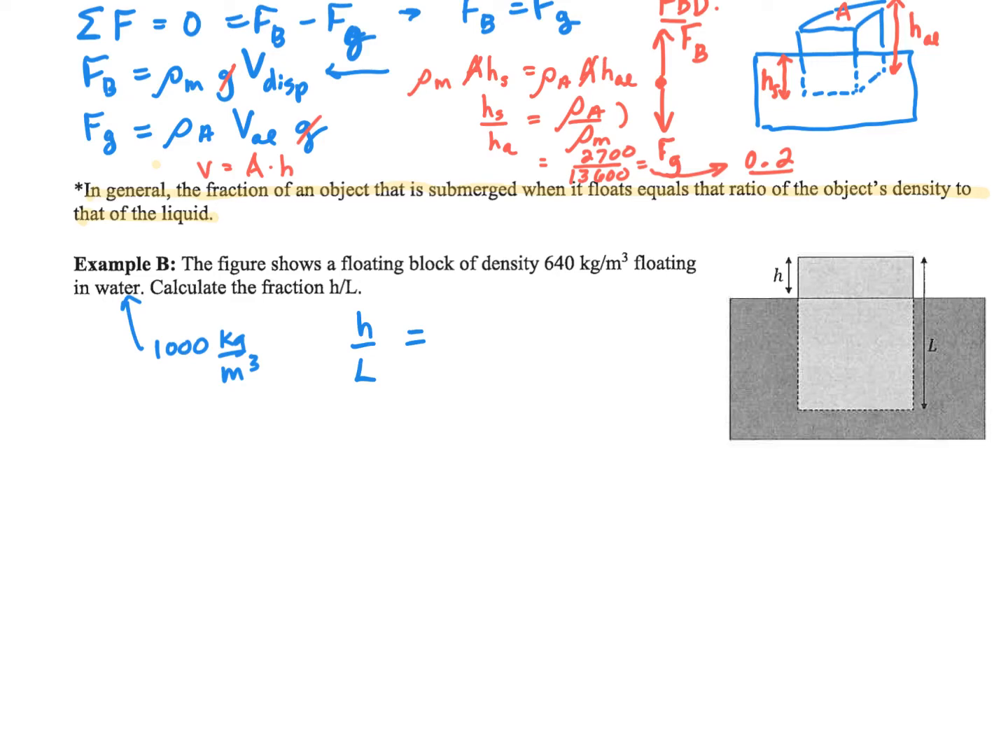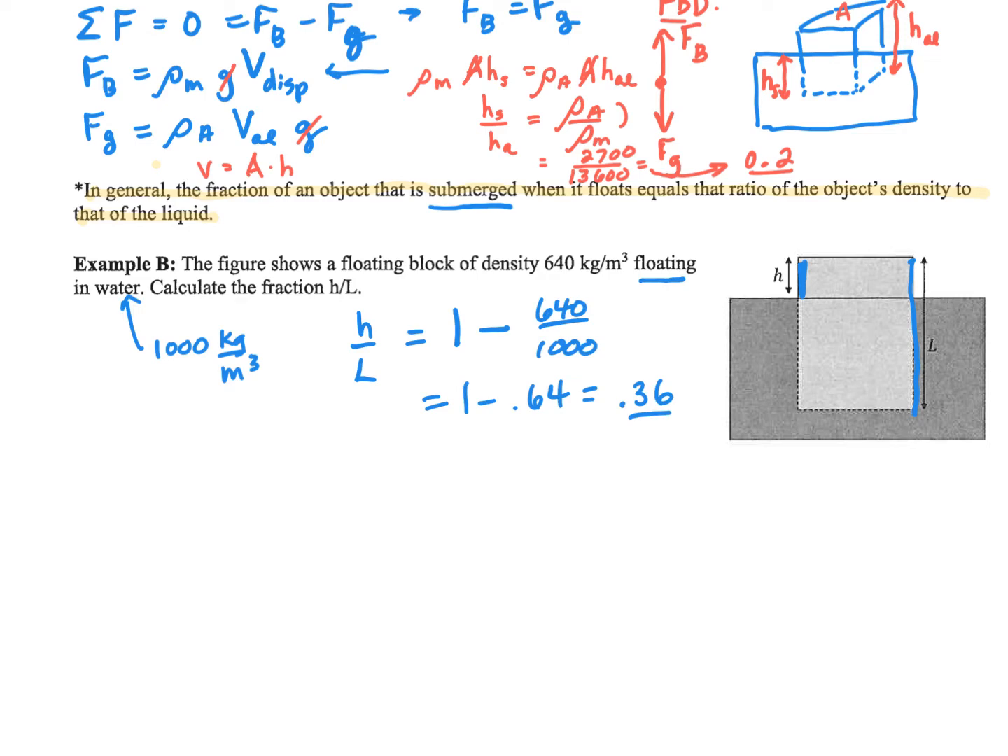Fraction of H over L is now. Oh, be careful. It says what's the fraction of H over L. Oh. Did what you just calculated, that 64%, what did we say? The fraction of an object that is submerged. But if you're doing H over L, what are you really looking for here? Fraction of the object that isn't submerged. So we need to do 1 minus 0.64. Yep. 640 divided by 1,000. So be careful. So this is 1 minus 0.64, which is 0.36. So 36% is above. So be careful with that.